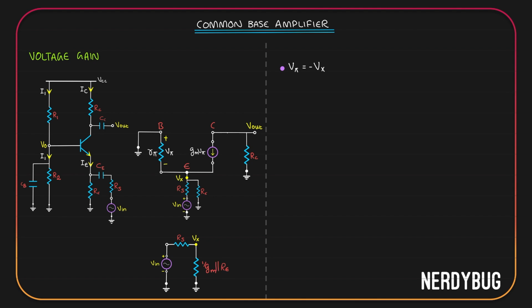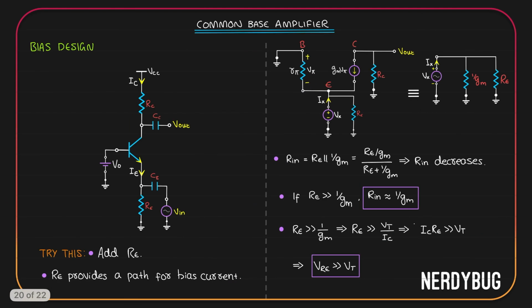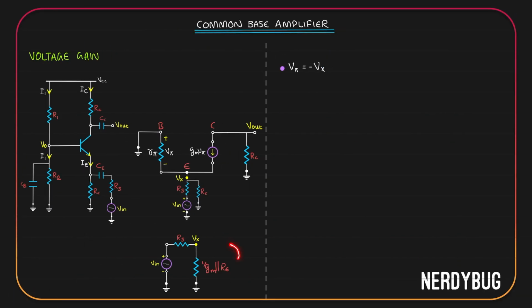Now this is the most important thing. Remember when we started the discussion on bias design, we said to make sure that Re does not affect our input impedance, we have to take Re to be very much greater than 1 by Gm so that the input impedance, which is Re parallel to 1 by Gm, will be approximately equal to 1 by Gm itself. So over here in this circuit, 1 by Gm parallel to Re can be approximated to just 1 by Gm because we have already taken Re to be very much greater than 1 by Gm.